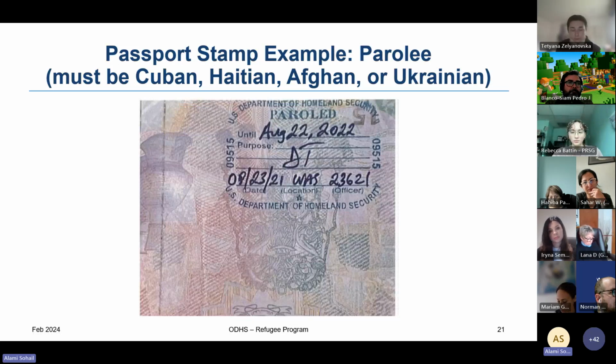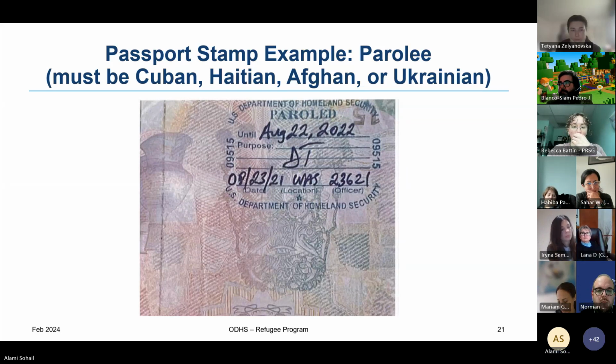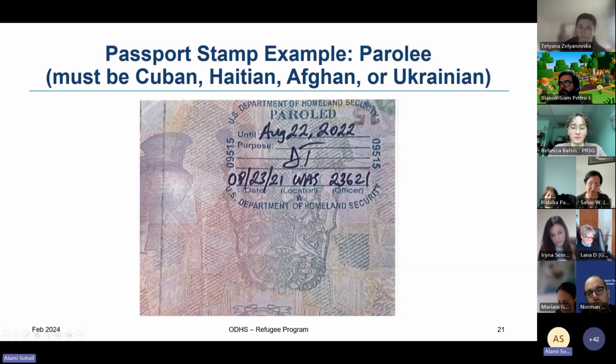Now for Cuban, Haitian, Afghan, or Ukrainian parolees, sometimes you might see a foreign passport with just a parolee stamp. If you see a parolee stamp and you see the date on it, or you see that it says paroled under Section 212(d)(5) of the INA, then for Afghans and Ukrainians, you would look at the date and see when they were paroled. For Cuban and Haitian entrants, it doesn't matter what date they were paroled. They would be a Cuban and Haitian entrant and therefore eligible.